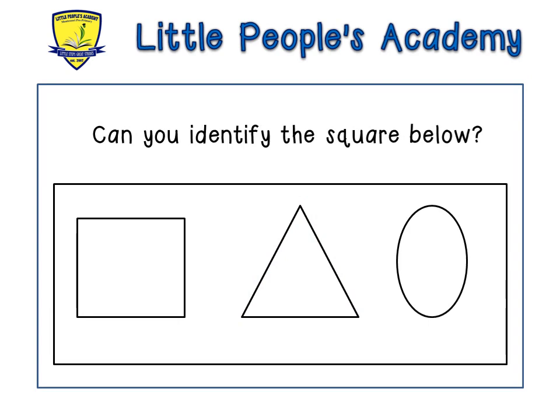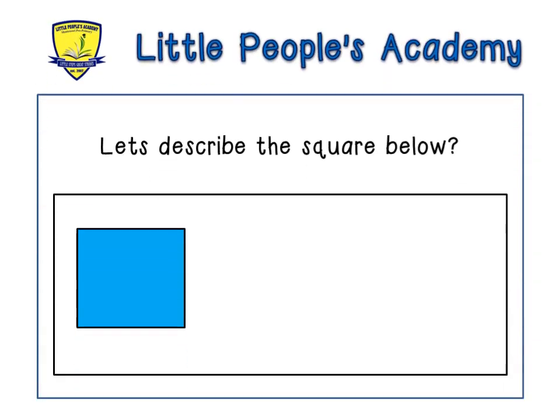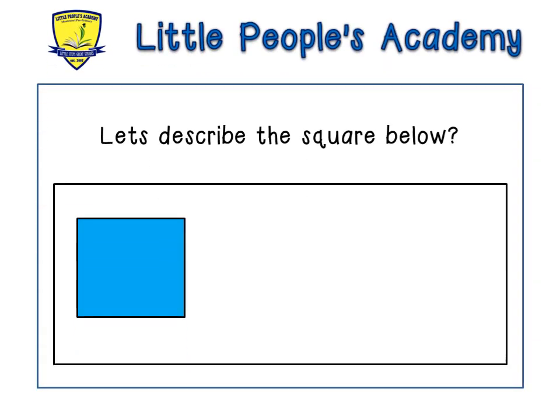Can you identify the square below? This is a square. Let's describe the square below. The square has 4 equal sides.